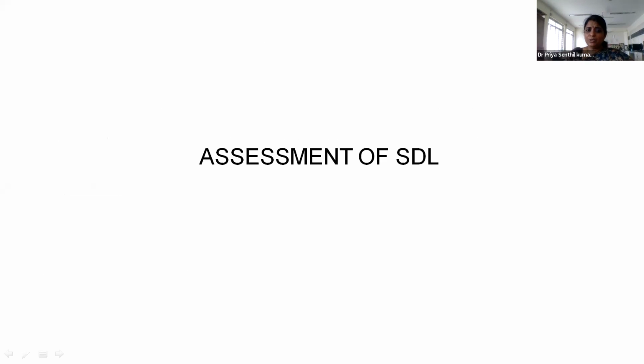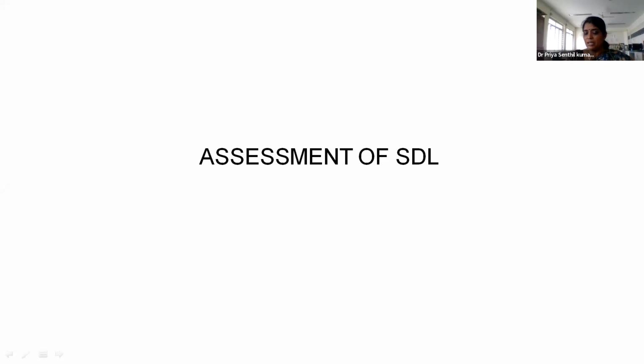Okay, now coming to assessment of SDL. As I said, the good thing about SDL is that we are not assessing it, as in many of the conventional methods. But sometimes assessment is also required, because SDL being an integral part of our CBME, we need to have some kind of assessment. There is deep level of learning happening here. So the concepts, it takes them to a higher level of cognition.